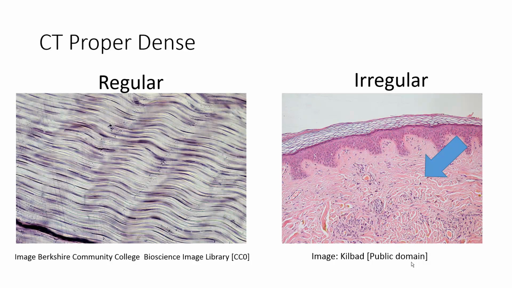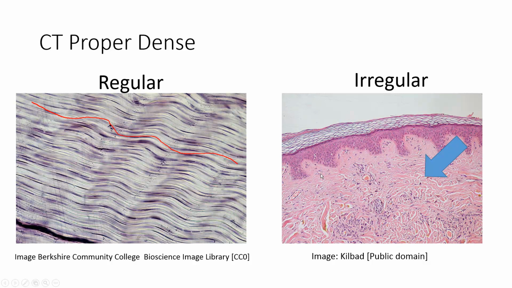Dense connective tissue proper comes in two varieties. Dense regular connective tissue, which you can see on the left, has the fibers arranged in a regular fashion. That is, they're roughly parallel. If we look closely, we can see that all the fibers appear to be running pretty much from the top left of the image to the bottom right. There's some little waves in here, but they are very regularly arranged.